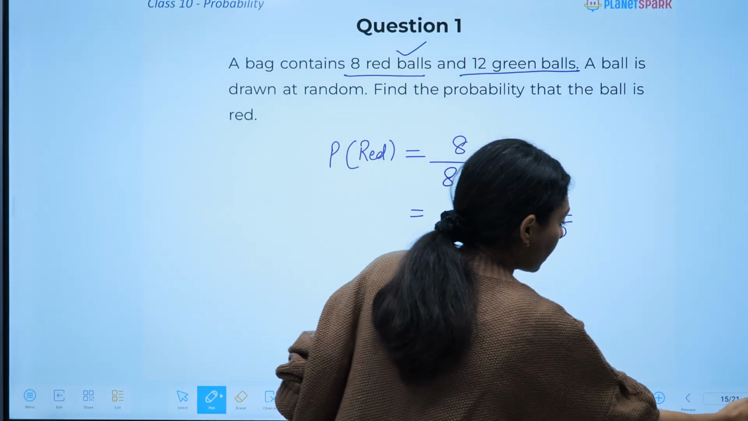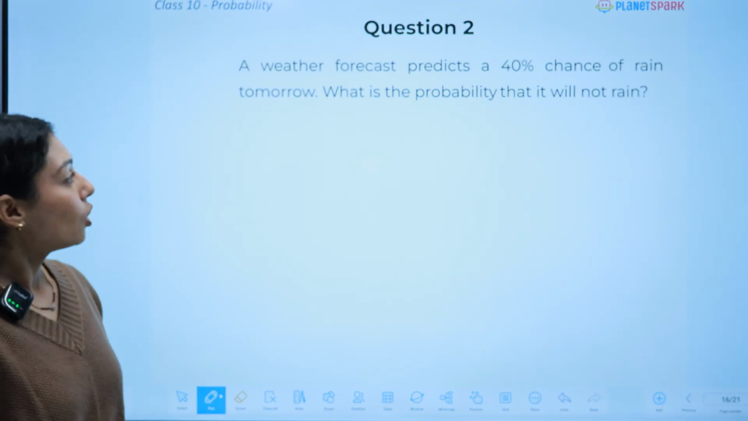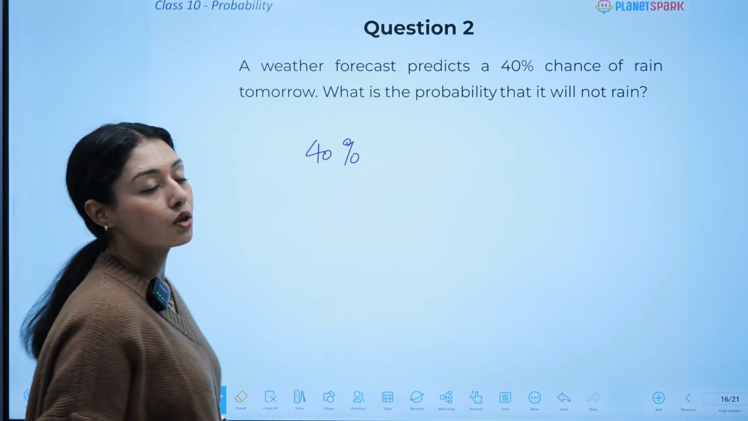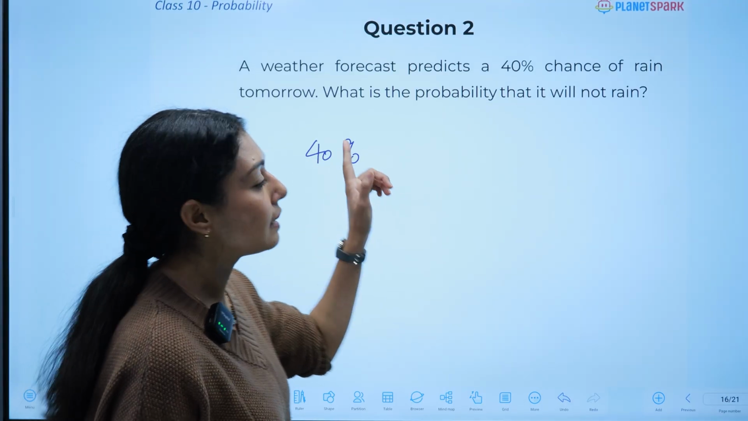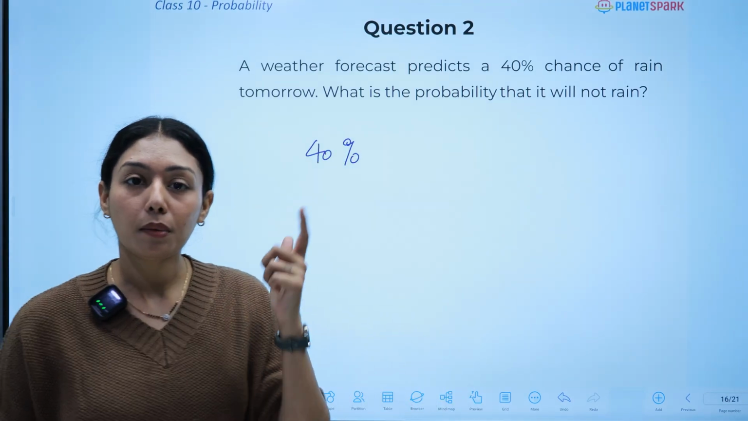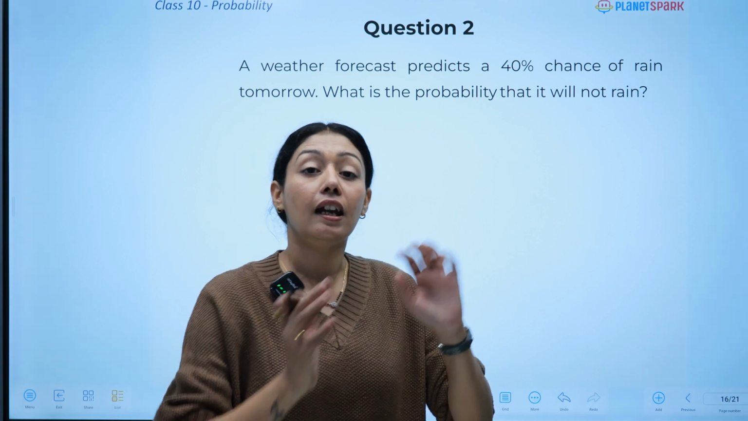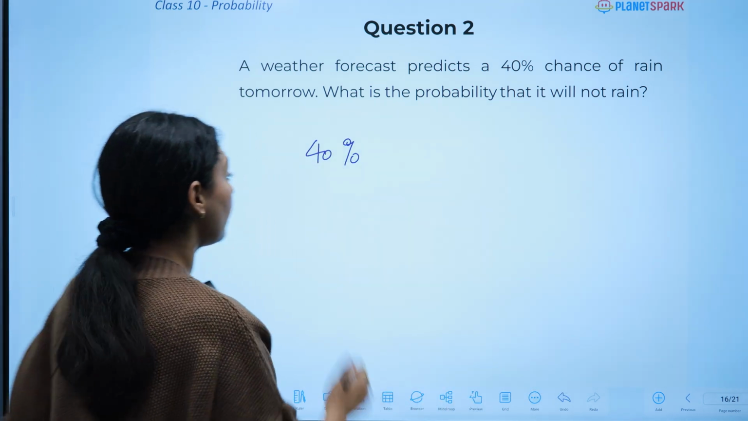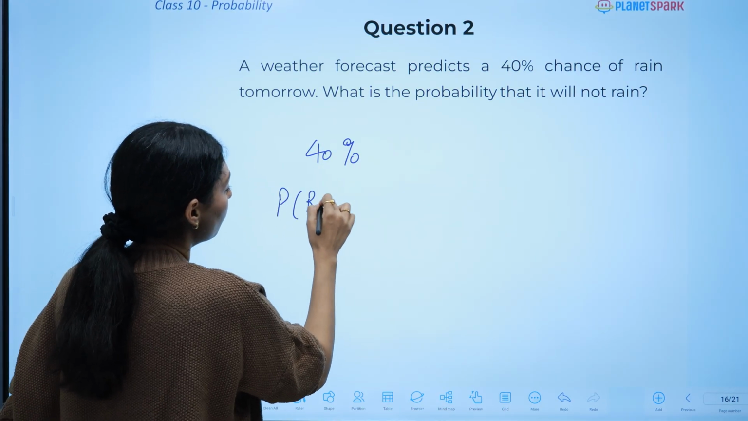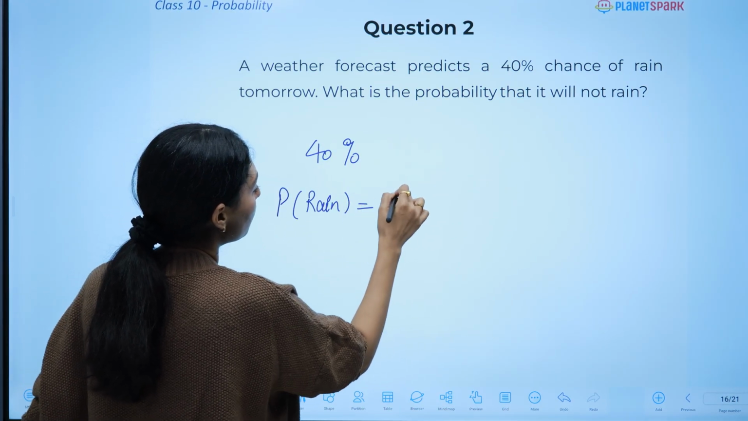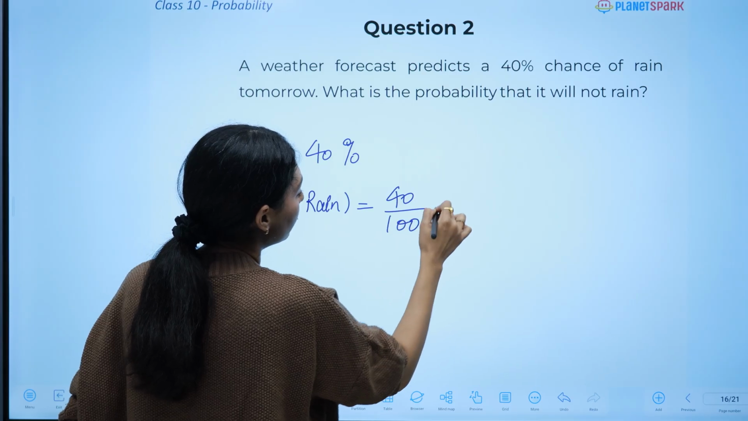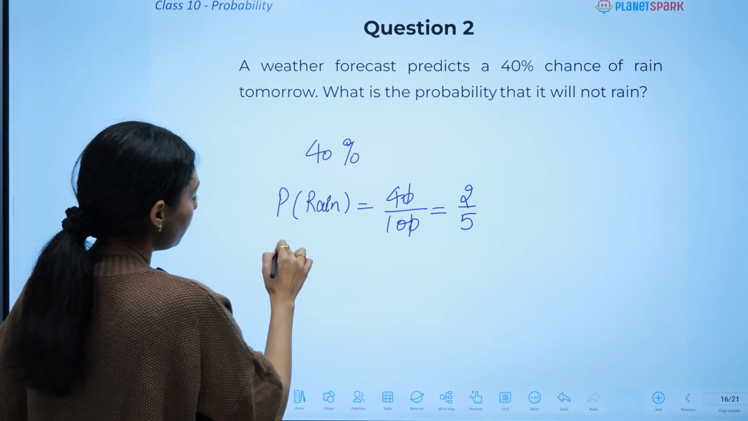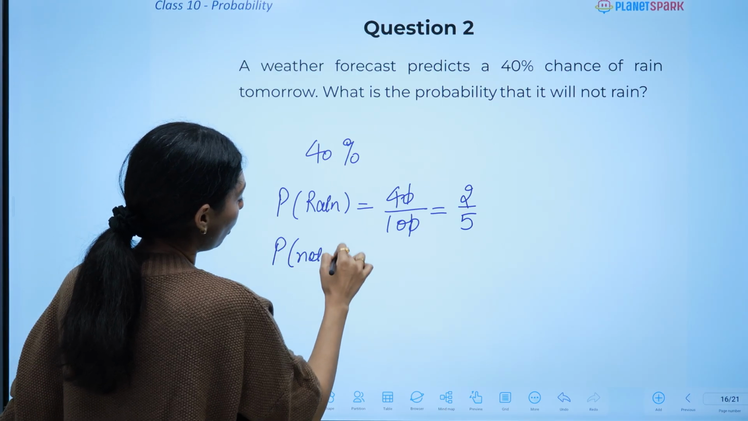Okay, next question everyone. A weather forecast predicts a 40% chance of rain tomorrow. What is the probability that it will not rain? So complementary events है हमारे पास, right everybody? Rain or not rain. So बारिश होने की probability अगर ये है, chances 40% है, that means probability क्या होगी? Probability for it to rain. That is 40%, 40 over 100, right? 2 over 5.